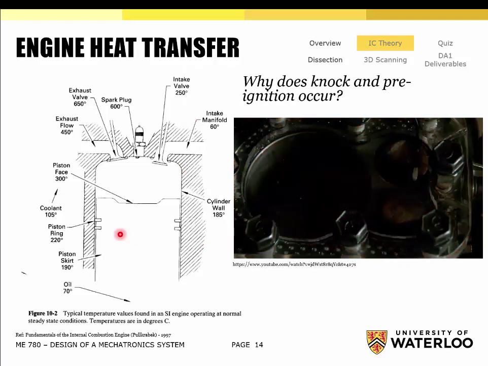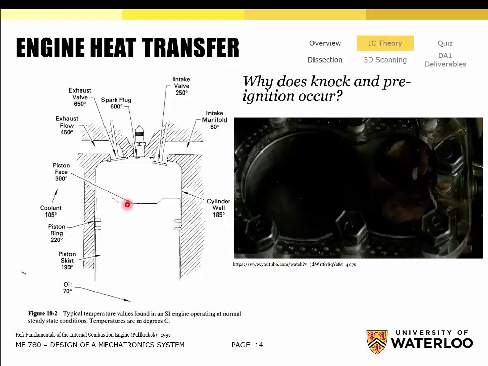What else? So the coolant we said was 105. The spark plug, because it needs to effectively ignite the mixture, is quite hot as well. Okay, it's 600 degrees Celsius, but when you spark locally, that area can reach tens of thousands of degrees, because it's effectively an arc. It's like a mini lightning bolt of energy that's igniting the mixture. The piston face is also exposed directly to the combustion gas, so that's quite hot.